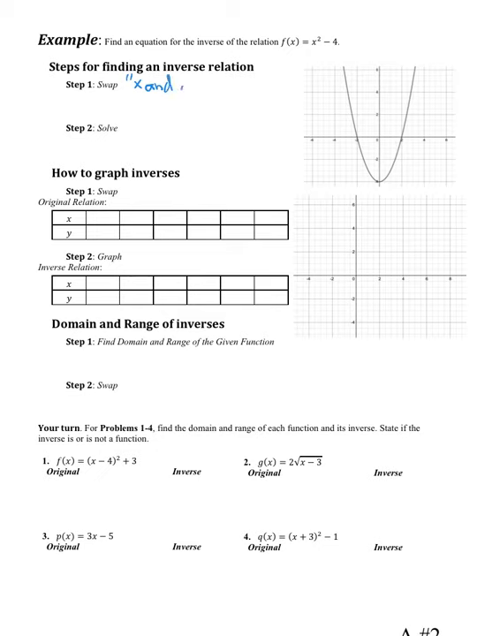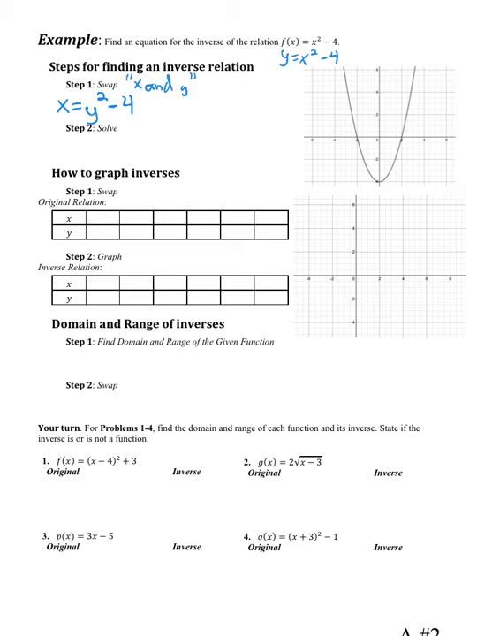So first thing we're going to do is swap x and y, just like we did yesterday. Technically, first I'm going to rewrite this as y equals x squared minus 4 instead of f of x equals x squared minus 4. So when I swap, I'm going to rewrite this as x equals y squared minus 4. Notice the square does not go to the other side. The only thing that moves are the variables. That's key. And then the next step is to solve.